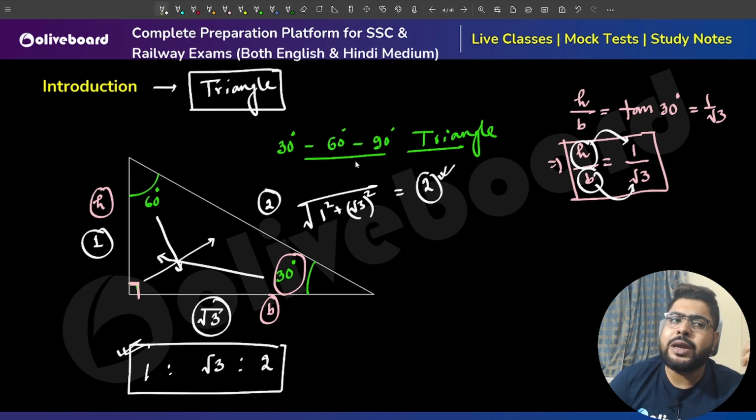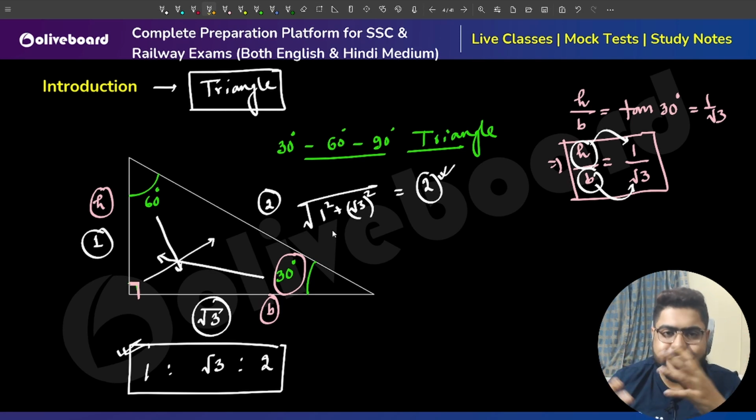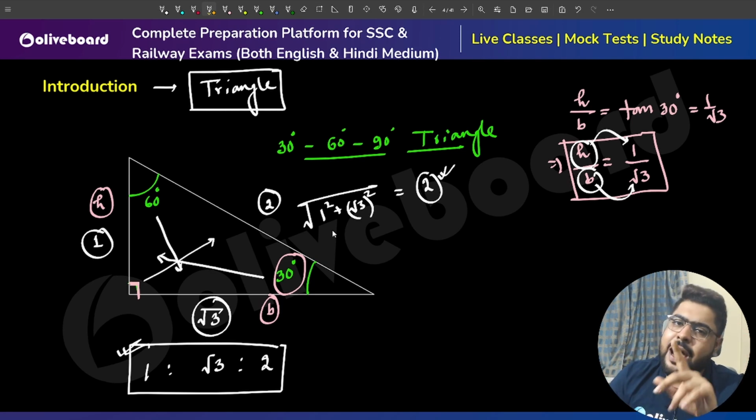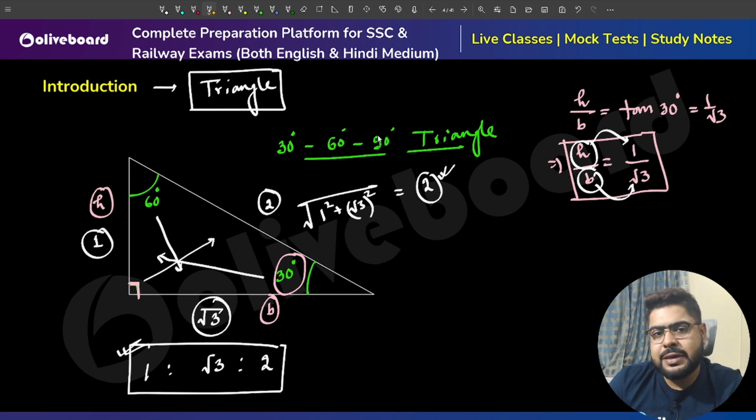Now, again, how to remember? In the 45, 45, 90 triangle, it is not so tricky to remember. But here, sometimes I've seen students get confused. So how do we remember this in a proper manner? Always remember there is something called the sine rule. If you break the whole sine rule down, you will get the basic idea. What is the basic idea?